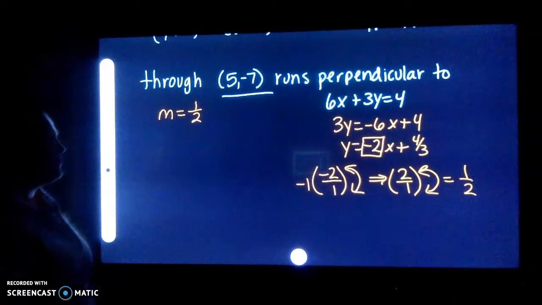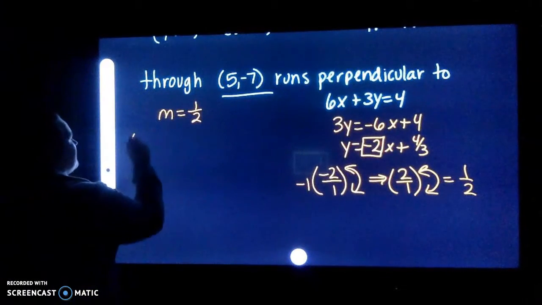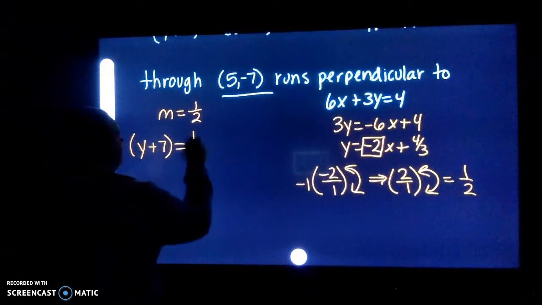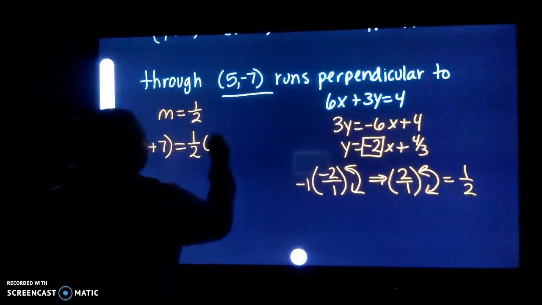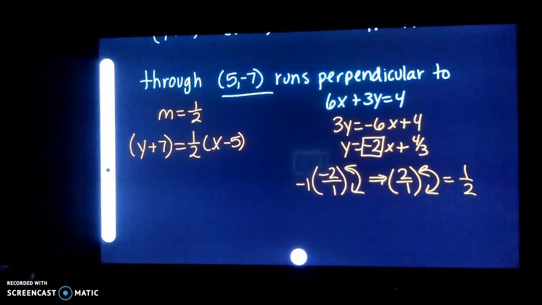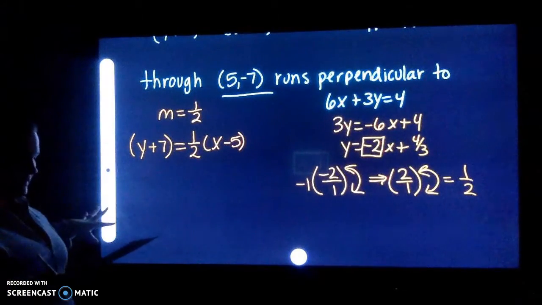It's called the negative reciprocal. We flip the fraction and take the opposite sign. So again, using point slope form, y minus a -7 becomes y plus 7 equals my slope 1/2 times x minus x1, which is 5. Any questions there? If so, please email me.